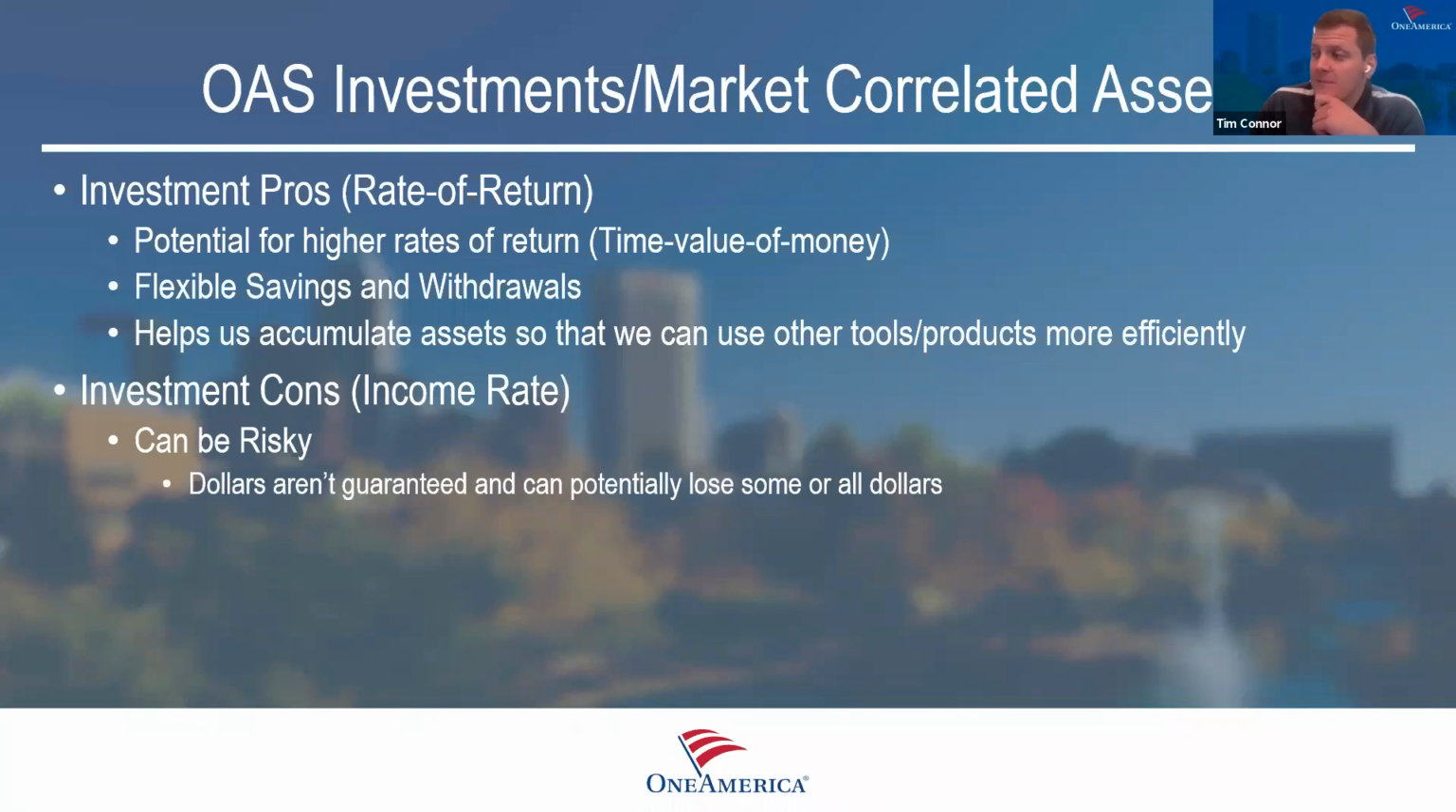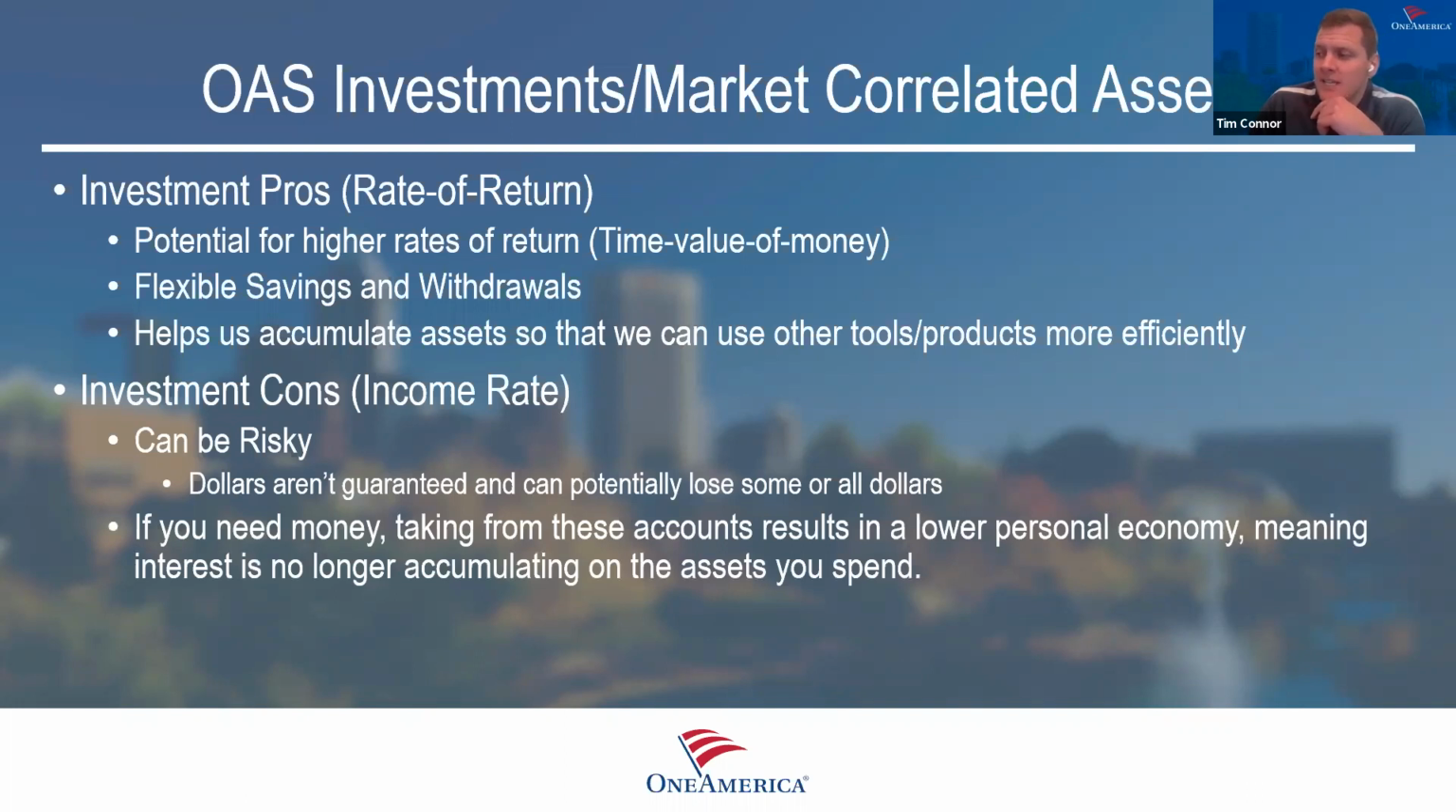None of the dollars are guaranteed, and if you need money, taking from these accounts can result in a lower personal economy. In other words, if I have $100,000 and I need to buy a car, let's say I have a 401k and I take a loan of $50,000 or $20,000 or whatever it is. Well, now my interest is accumulating down here. It's no longer accumulating up here, right? So if you actually have to take from it, you can lose your overall personal economy.